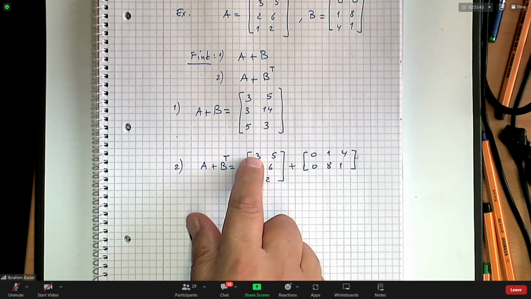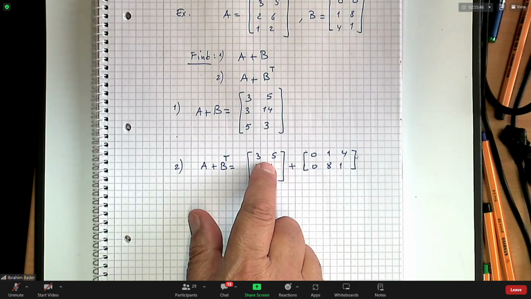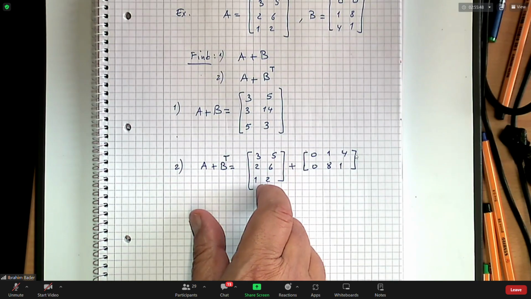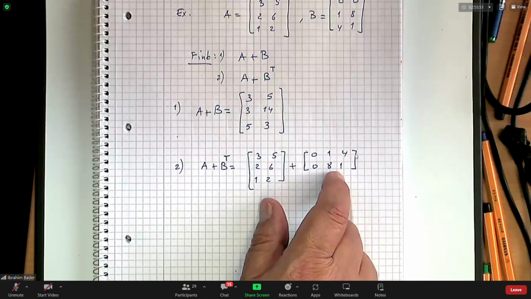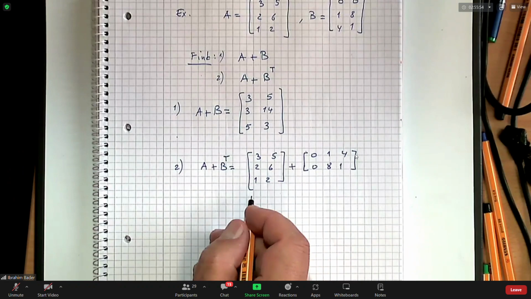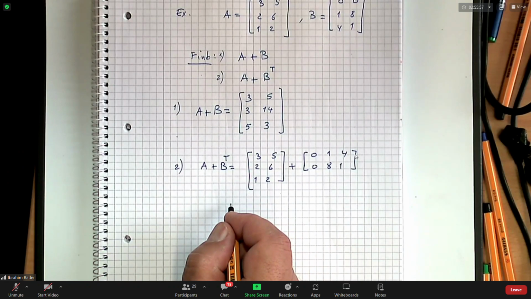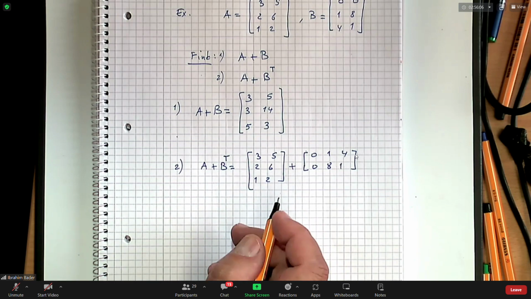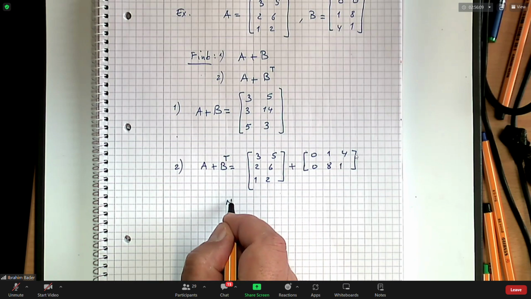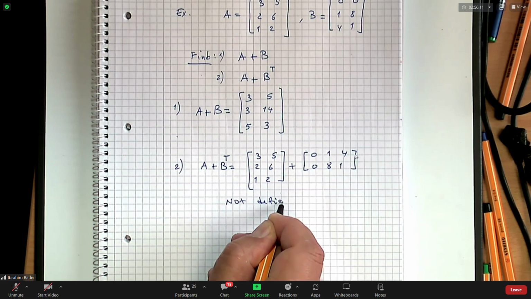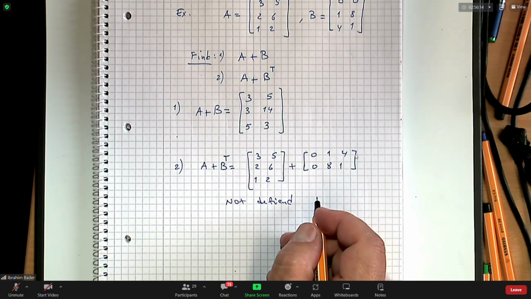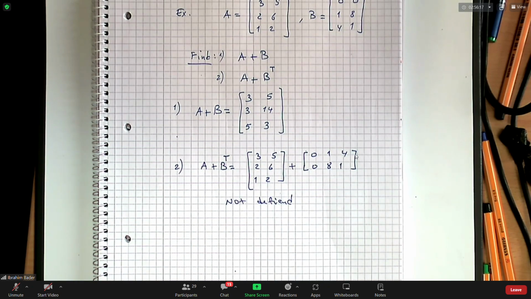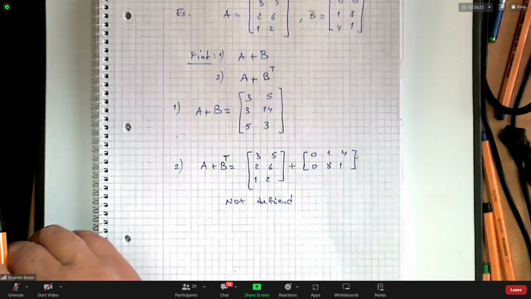So what is the dimension of this matrix A? It's 3 by 2. This one is a 2 by 3, okay? So what will be the answer here? Of course, it's not solvable. If A remains as is, it's not possible. Okay, not defined. It's not the same dimension, right? So this is a 3 by 2. This is a 2 by 3. So it's not defined.